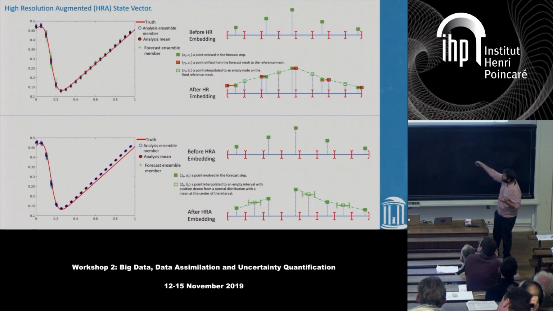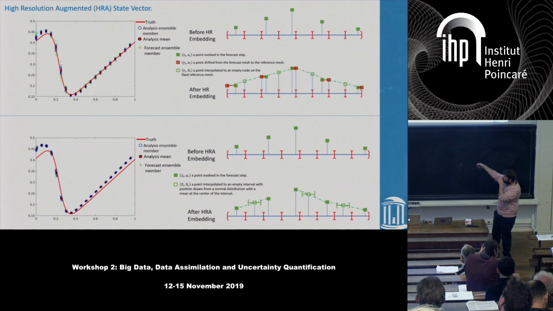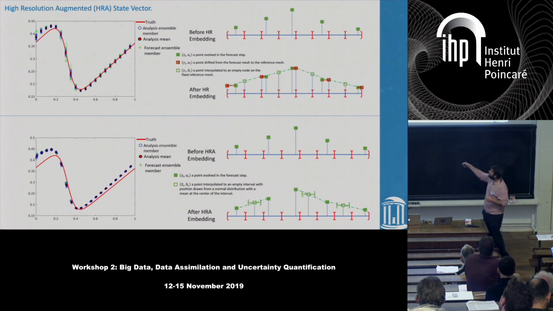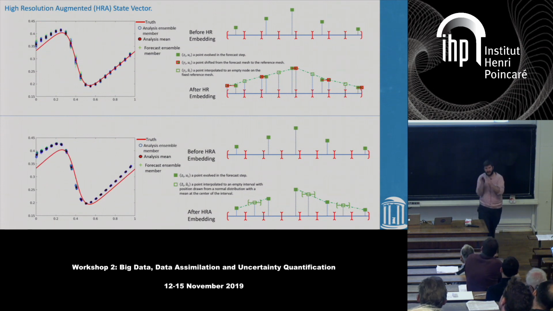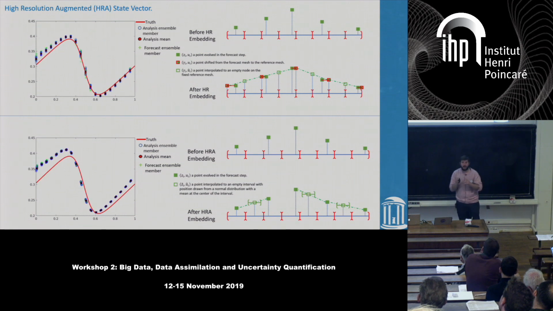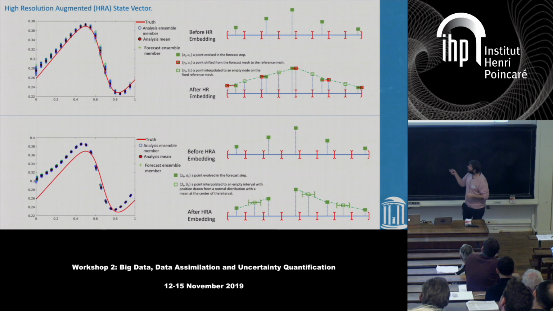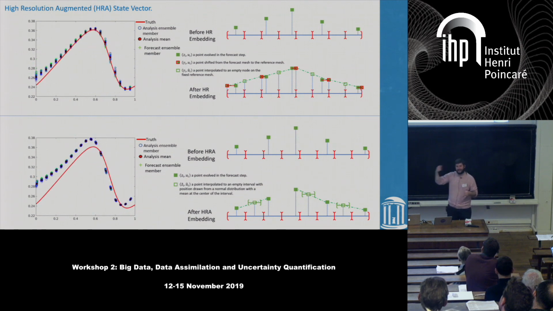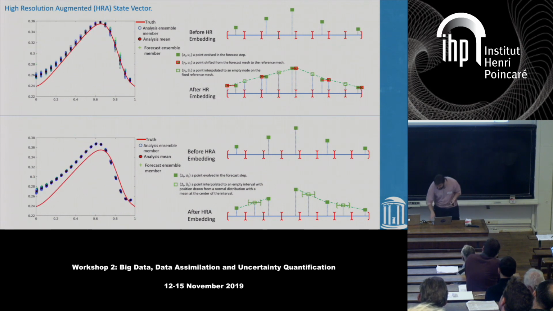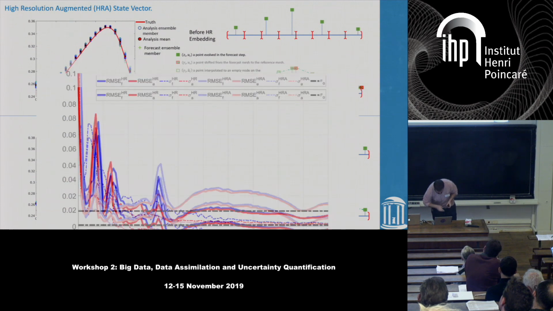What ends up happening, especially for Burgers' equation, is that the forecast in just the first few steps collapses really close to the truth because we're updating both the physical values and the locations. So much so that the spread becomes so small that we stop assimilating a little while after. Let me show you the results of this.